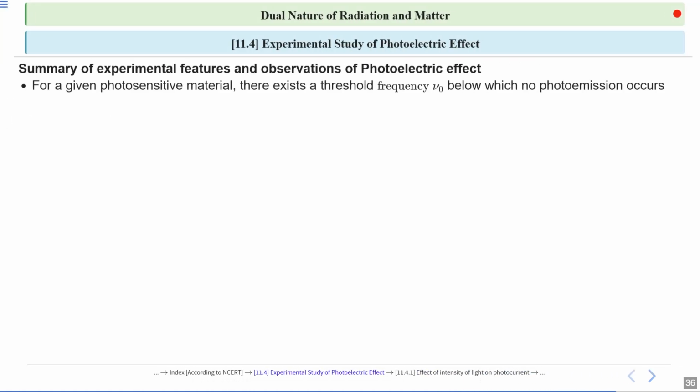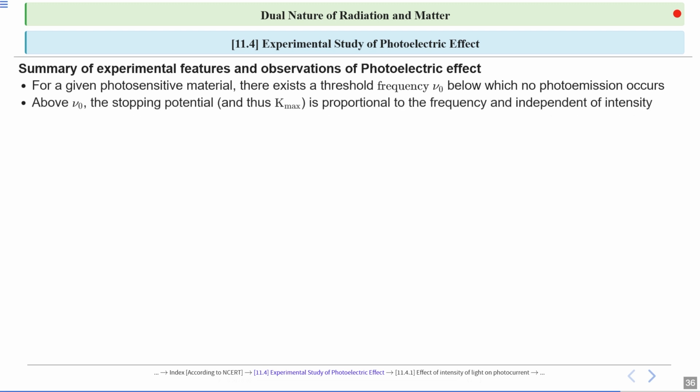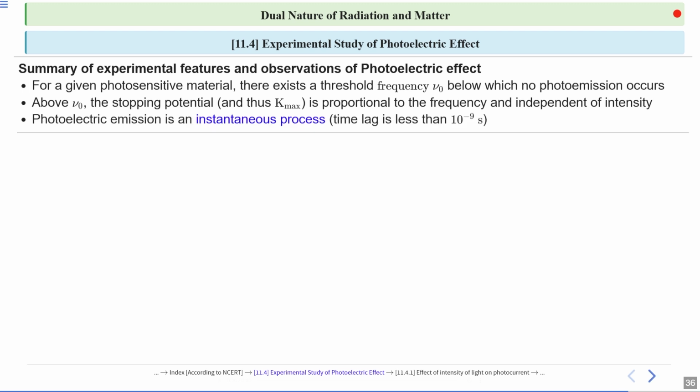So, for a given photosensitive material, there exists a threshold frequency nu naught below which no photoemission occurs. Above nu naught, the stopping potential is proportional to the frequency and independent of the intensity. Photoelectric emission is an instantaneous process. The time lag is less than 10 raised to the power minus 9 second, which is a billionth of a second.